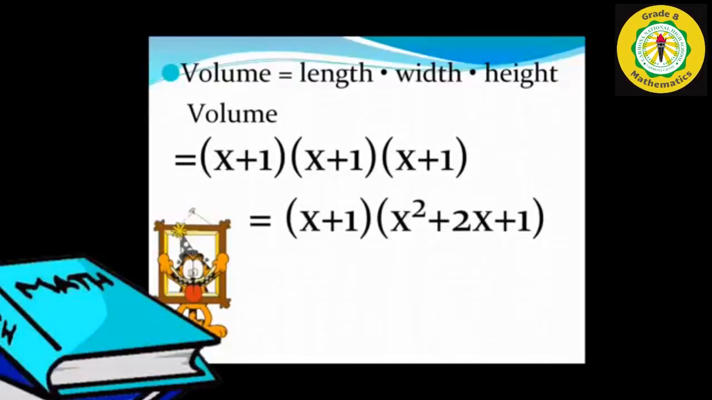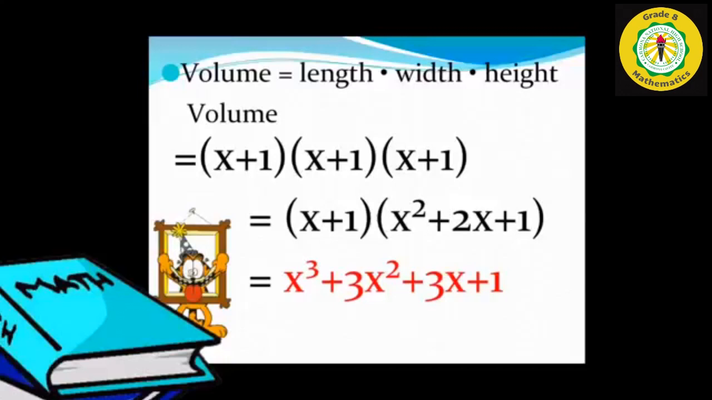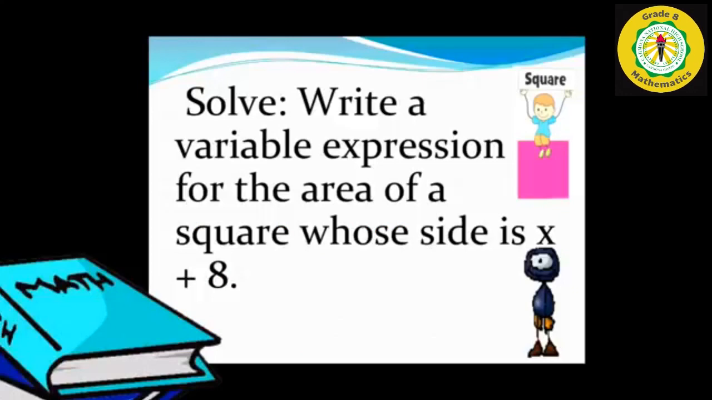If we simplify the two expressions first, x plus 1 multiplied by x plus 1, the answer is x squared plus 2x plus 1. And then multiply by another x plus 1, the answer is x cubed plus 3x squared plus 3x plus 1 cubic units. For our last problem, write a variable expression for the area of a square whose side is x plus 8. And the answer is the quantity of x plus 8 squared.